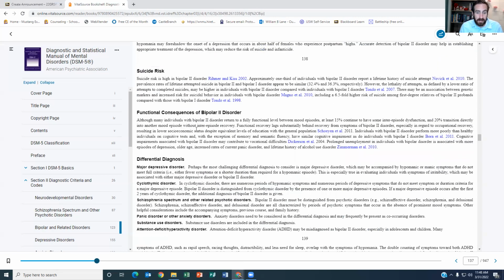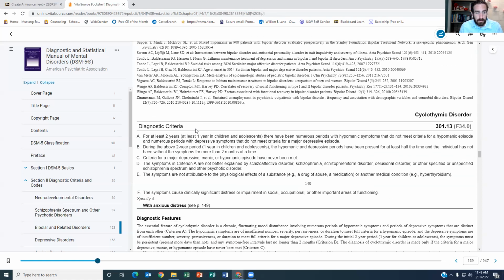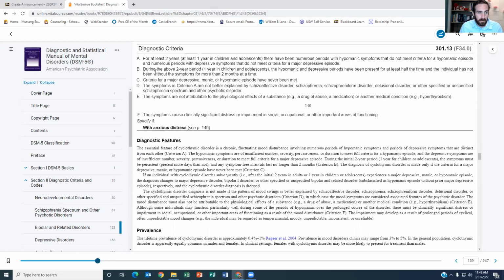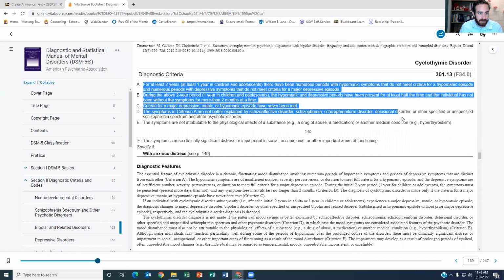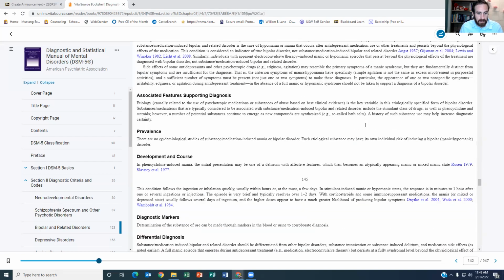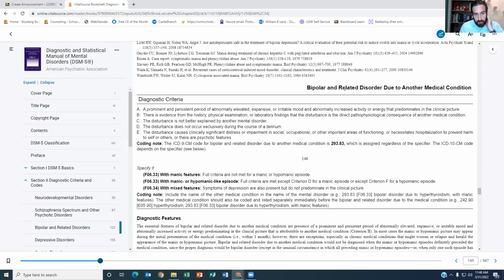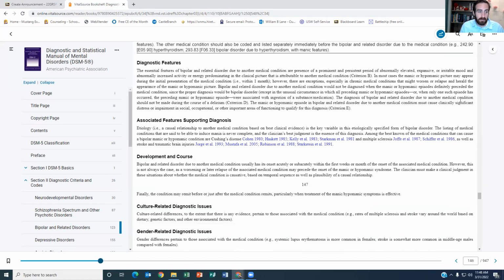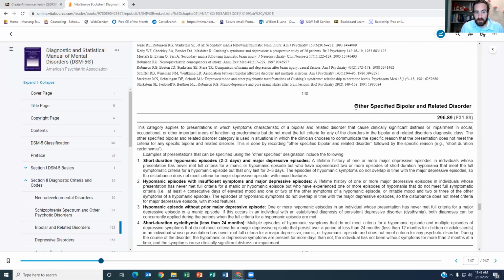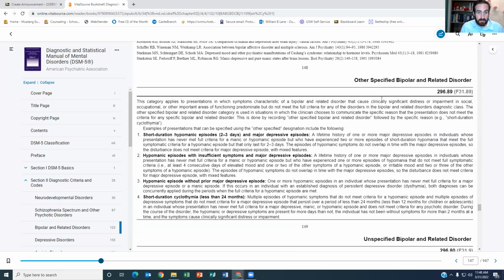Maybe it's not even going to be in the bipolar category, but potentially there might be these other diagnoses for you to take a look at. So as you're writing your case studies, maybe you thought it was bipolar 1, but it's just not fitting that criteria. Maybe you'll look at these other ones. Like this one doesn't have sub-criteria, it just has lettered criteria. As well as bipolar and related disorder due to another medical condition. You only want to take a look at that if you think it might be due to a medical condition, or other specified bipolar and related disorders. Maybe you want to take a look at that.